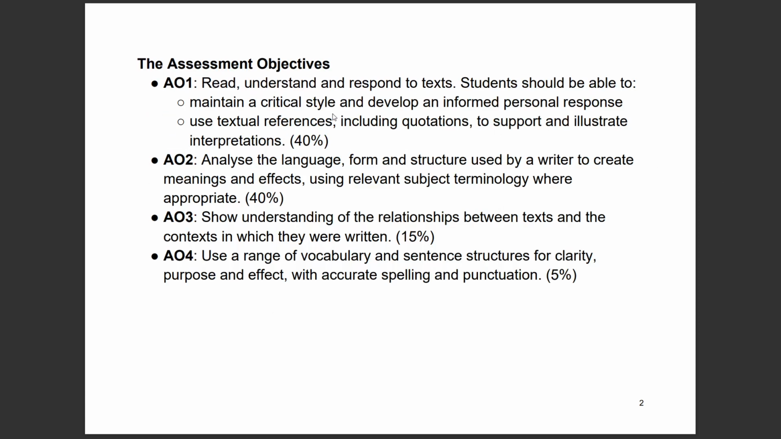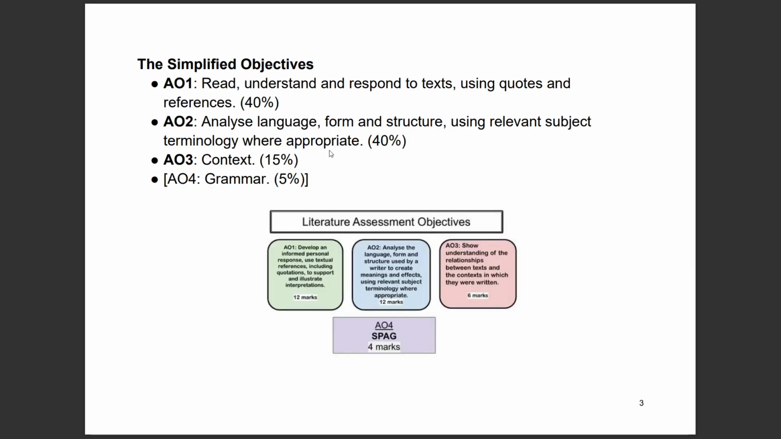Now, these objectives are quite long, okay, and these are really more for teachers rather than students. So I normally simplify them to what I call the simplified objectives. So AO1, read, understand, and respond to text using quotes and references. So remember, response basically means an essay. Quotes are where you pick out words and phrases exactly and you put them into speech marks. And references is where you're kind of pointing to a place in the text where it doesn't have to be exact. AO2, analyze language, form, and structure using relevant subject terminology where appropriate.